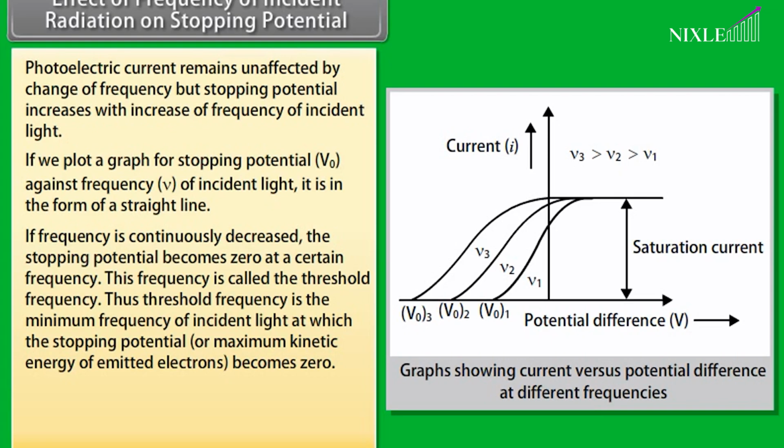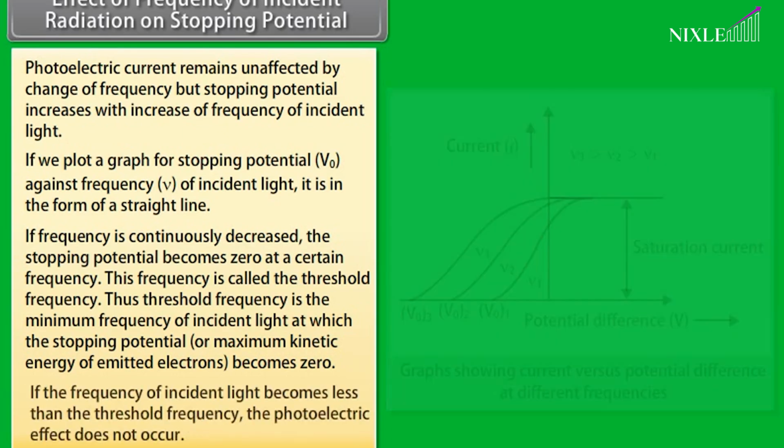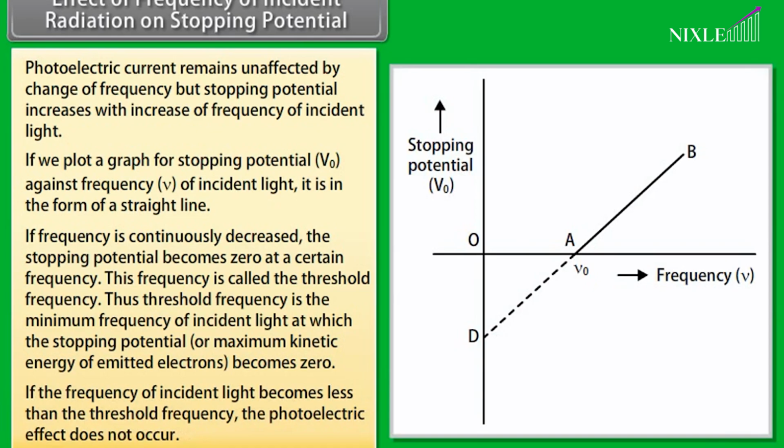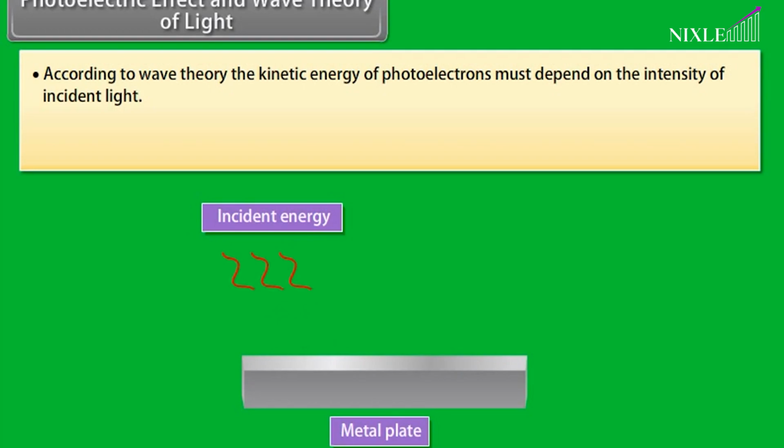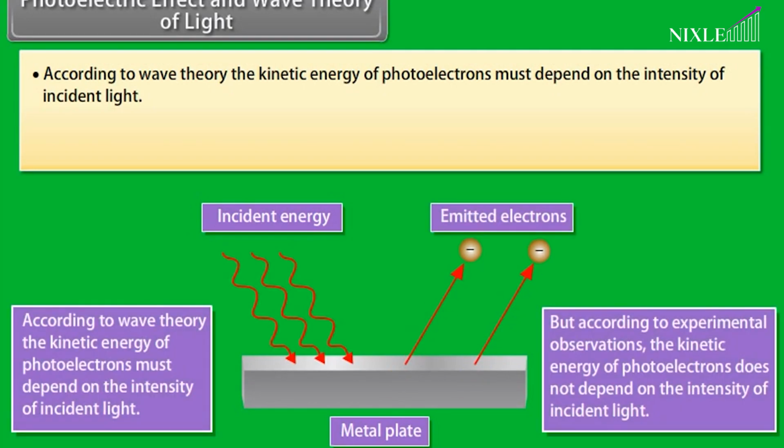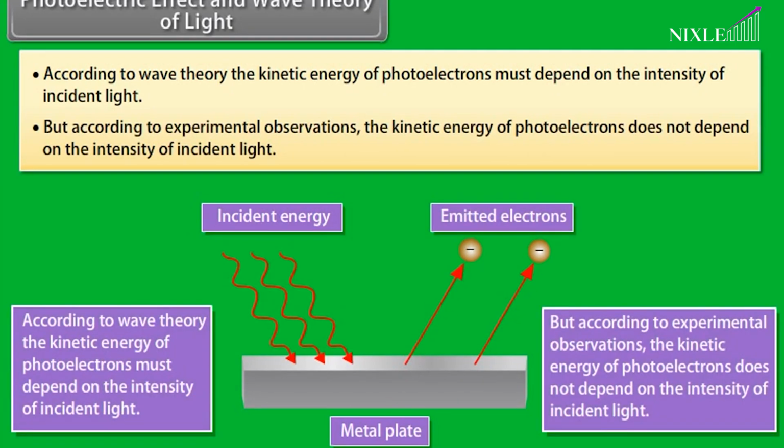not occur. Photoelectric effect and wave theory of light. According to wave theory, the kinetic energy of photoelectrons must depend on the intensity of incident light. But according to experimental observations, the kinetic energy of photoelectrons does not depend on the intensity of incident light. According to wave theory, the light of any frequency can emit electrons from metallic surface provided sufficient intensity of light. But according to the experimental observations, the light of frequency less than threshold frequency cannot emit electrons, whatever the intensity of incident light may be.